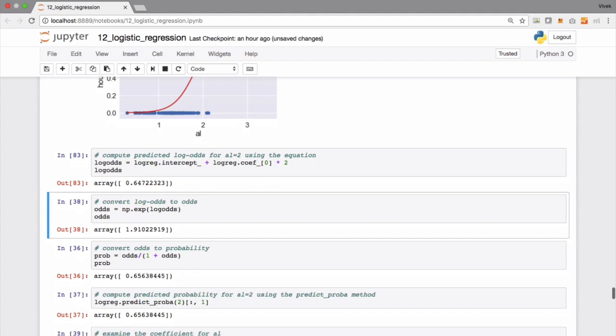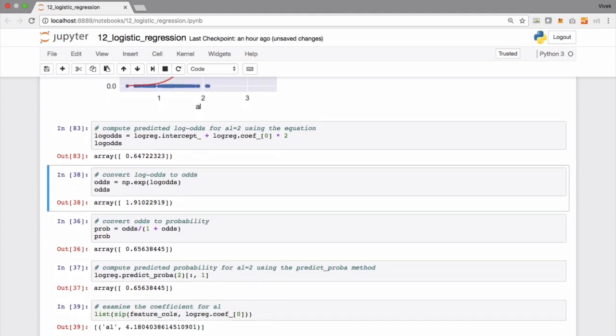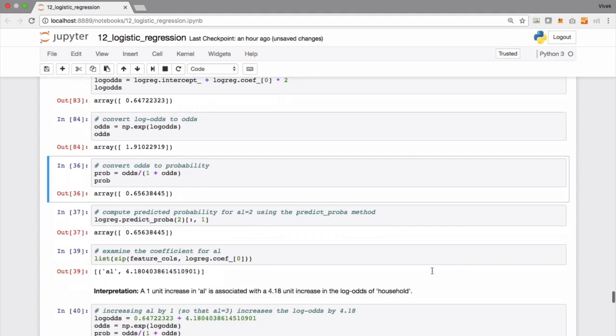The log odds in this case turns out to be 0.64. If we want to reverse that to probabilities, all I have to do is get odds from log odds by taking the exponential of the log odds. And I know the probability is related to the odds through the relationship: probability is equal to odds divided by 1 plus odds. So I do that and get a probability of 0.65. So when AL equals 2, the probability that the glass type will be household is 0.65. That is the interpretation of the output of logistic regression.